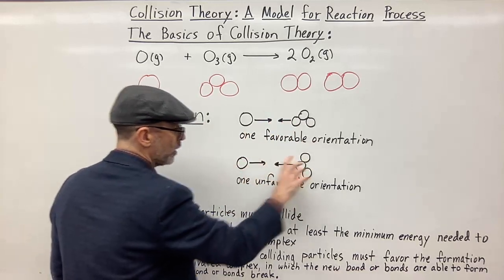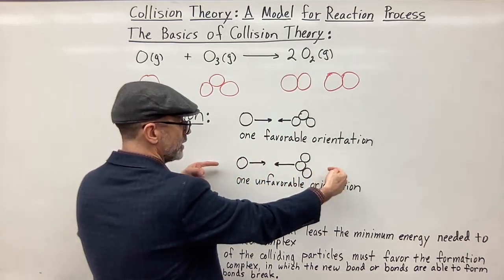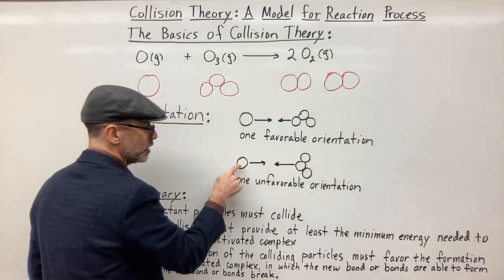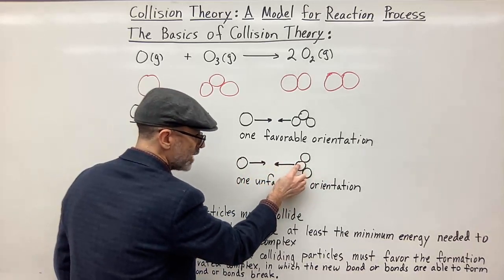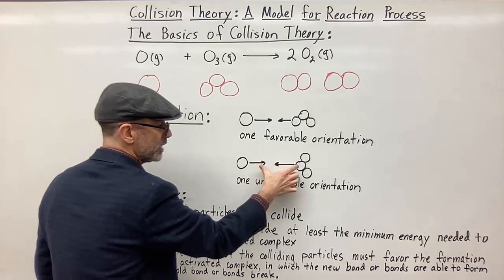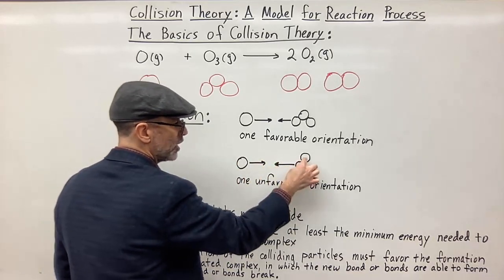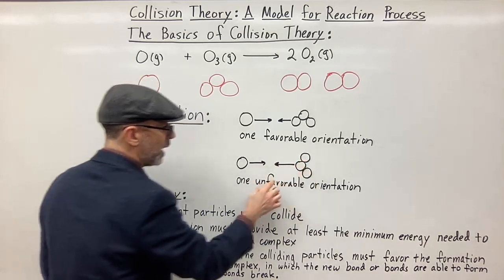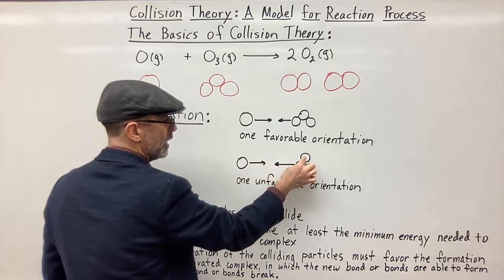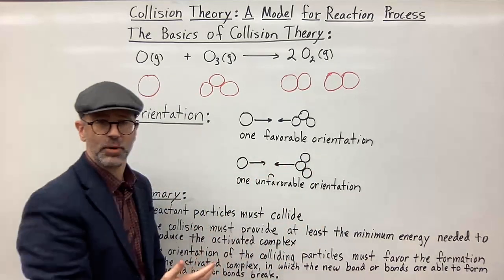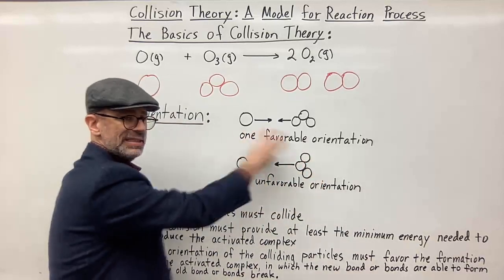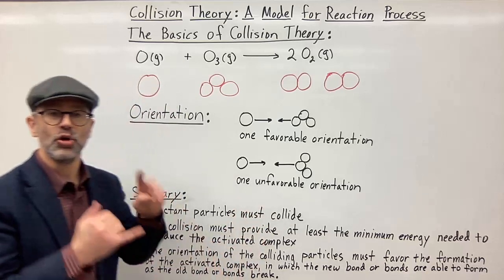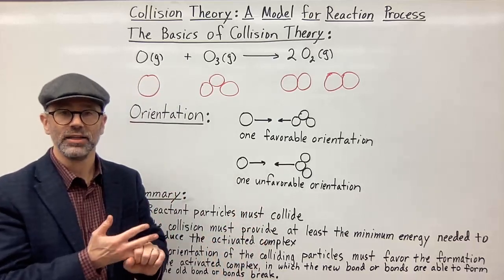However, for this one, this would be unfavorable because notice that the direction or orientation that they are colliding, this oxygen atom is colliding with this oxygen atom. And so in this case, you'll try to form a bond here, but then again, here it's not going to be breaking the right bond. So here we're not forming the right bond. And then here we have two bonds we would need to break, and then these would have to form. So this is not the right orientation. So in this case, it wouldn't be favorable. So you need the right amount of energy, you need the right orientation.